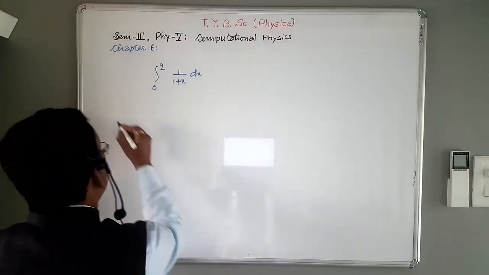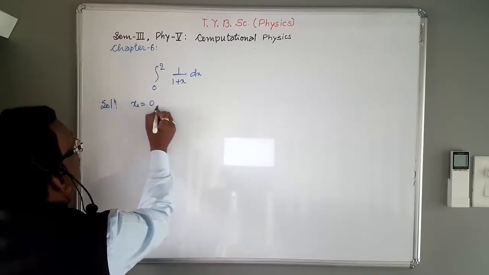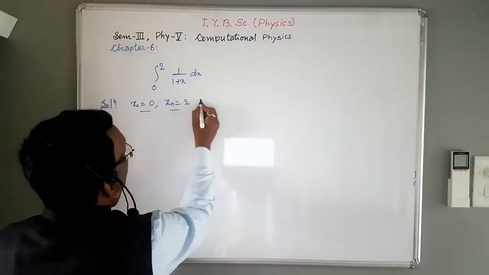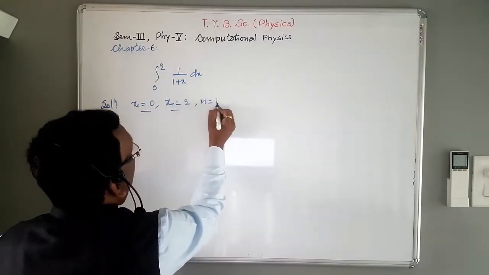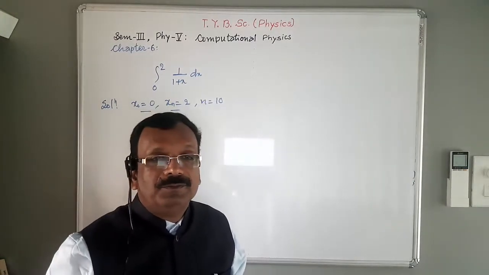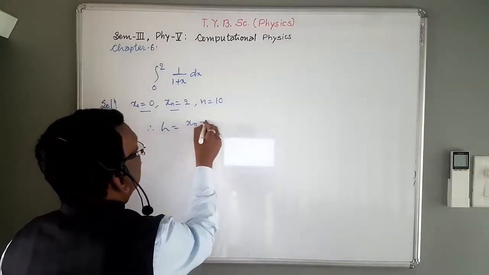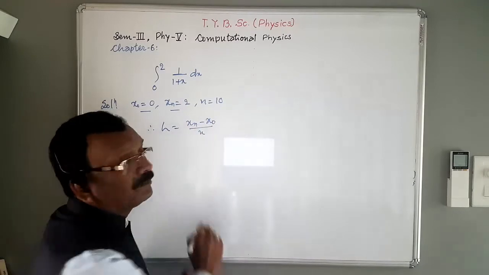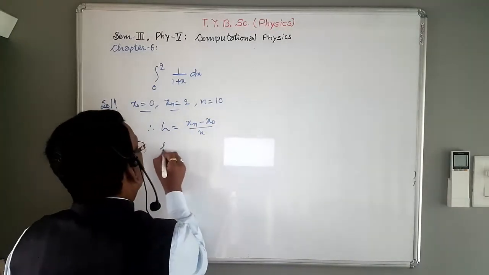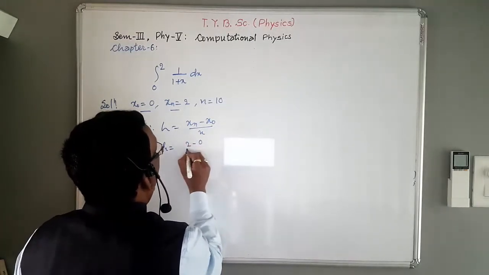Okay. So the solution: x0 is equal to 0, which is the lower limit, xn is equal to 2, which is the upper limit, and n is equal to 10, which is the number of subintervals. Then h is equal to xn minus x0 upon n. From this we can calculate h is equal to 2 minus 0 upon 10.